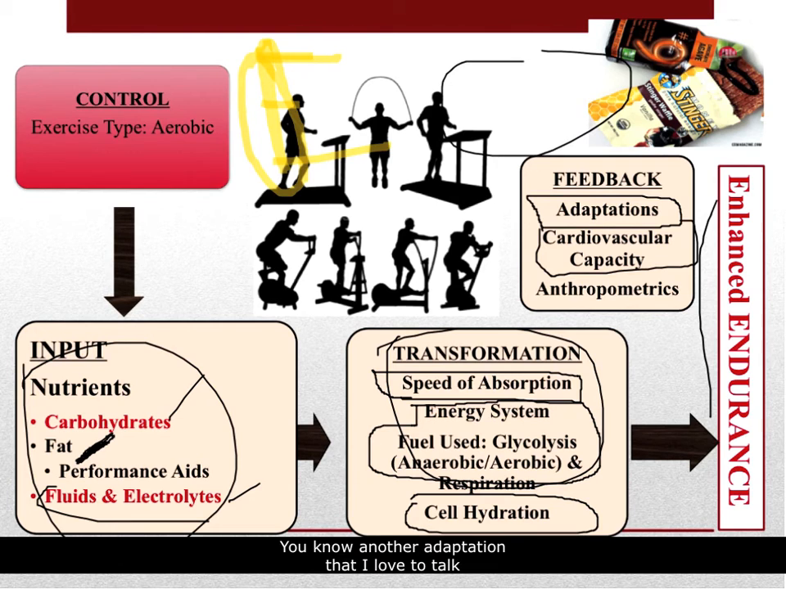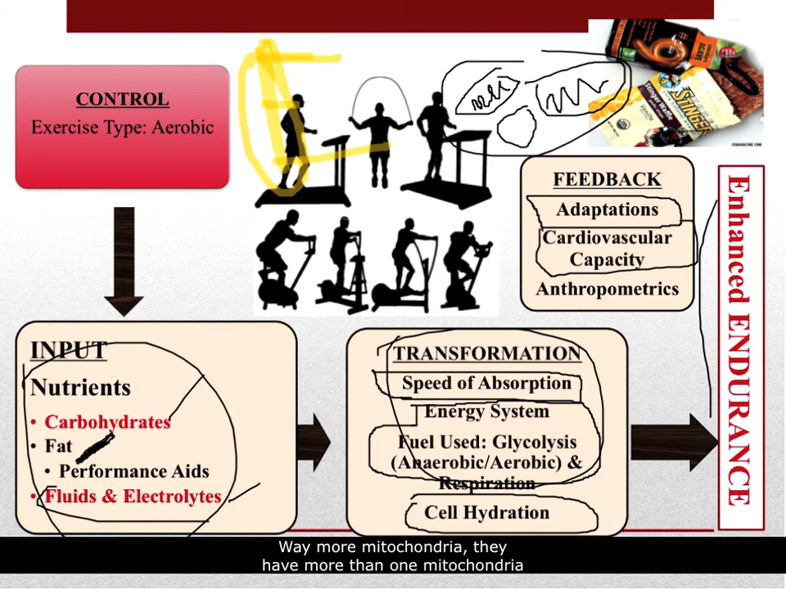Another adaptation that I love to talk about, because I just drew a cell with a mitochondria and said that mitochondria is where respiration happens, and it's why people take carnitine. But what's funny is well-trained people that exercise a lot, guess what they have? Way more mitochondria. They have more than one mitochondria in their cell, so they can burn even more fat. So that's another adaptation. It's one of many, but since we just talked about it.